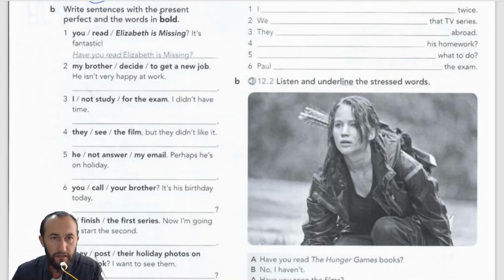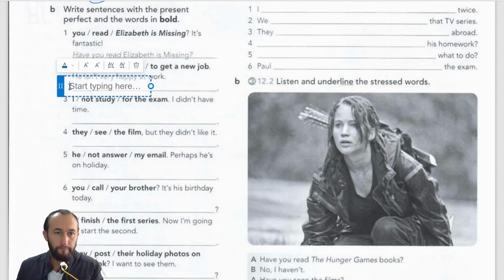Exercise B, write sentences with the present perfect and the words in bold. So, like the first one, look, you read Elizabeth is missing. So, Elizabeth Is Missing, that is the name of a book. It is fantastic. So, it's a question. So, to make a question in present perfect, we say, have you read Elizabeth Is Missing? Okay. So, now we're going to do number 2. My brother decided to get a new job. He isn't very happy at work. So, present perfect. My brother is he. So, my brother has decided to get a new job.